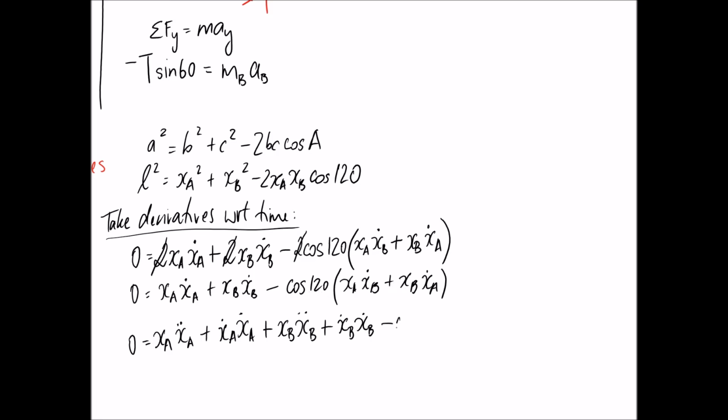So we can leave the cos 120, the constant number, out the front and just work on what's inside the bracket. So it's going to become xa xb double dot plus xb dot xa dot, xb xa double dot, xa dot xb dot.